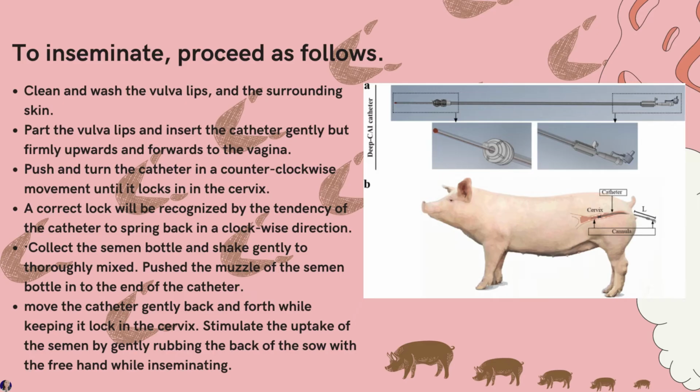Push and turn the catheter in a counterclockwise movement until it locks in the cervix. A correct lock will be recognized by the tendency of the catheter to spring back in a clockwise direction. Collect the semen bottle and shake gently to thoroughly mix.